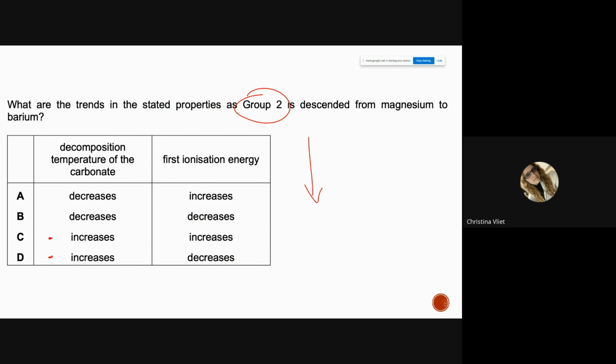Because they get bigger, right? As they get bigger, it takes less energy, so it would be decreases. And the answer here is the type of paper 1 question you could get here.